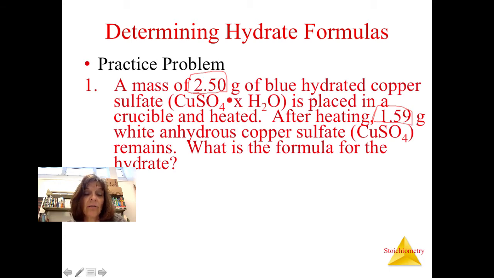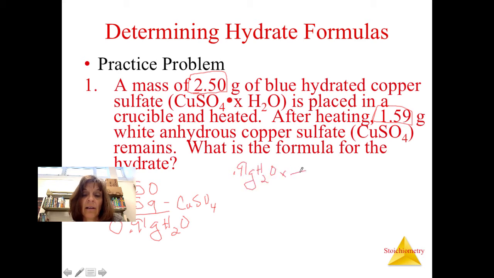So the difference, 2.50 minus 1.59, is a difference of 0.91 grams that can be attributed to water that was driven off. So then you can find, this is the CuSO4. Then you can find the moles of each. 0.91 grams of water, divide by 18 grams, is 0.051 moles of water.